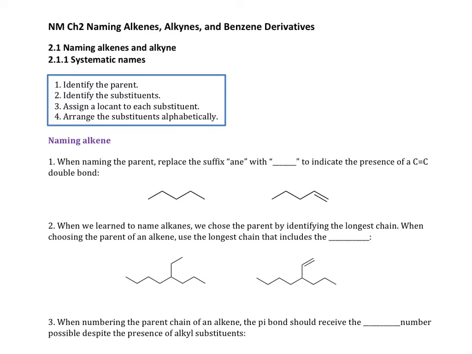Okay, for alkenes, if we look at these two structures, how should we name the one on the left? From chapter 1, we know that this should be pentane. So for alkanes, we have the suffix ane. All right, what if we have a double bond in there? How do we name it now? So we'll change the suffix from ane to ene. So ene is the suffix for alkenes. You change one letter from A to E. So this one would be pentene.